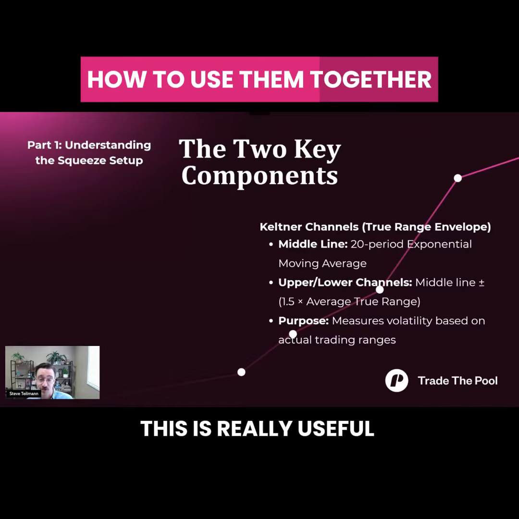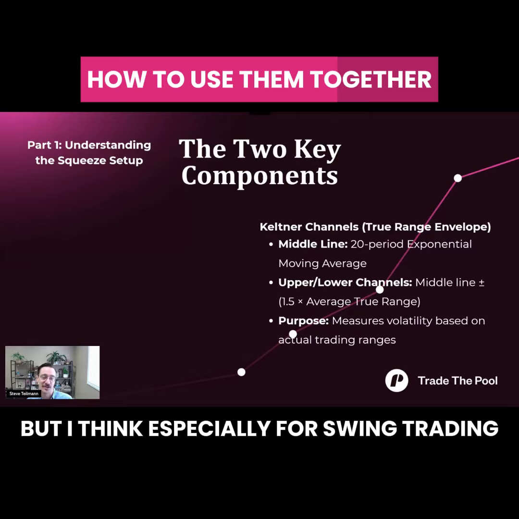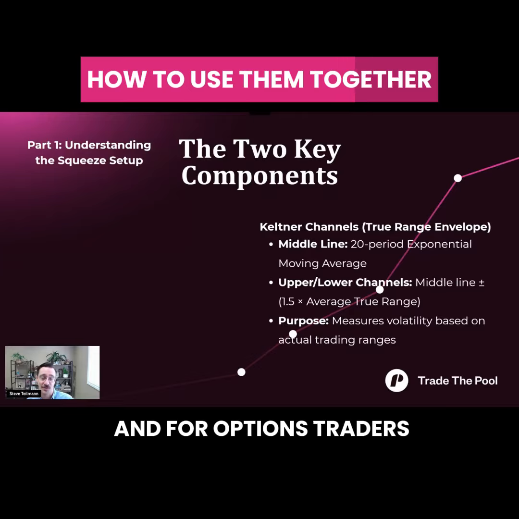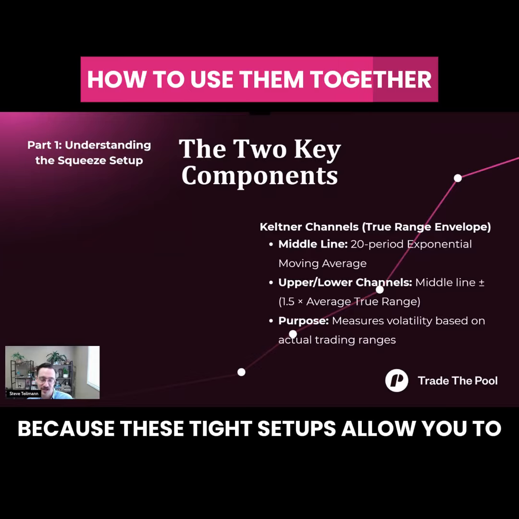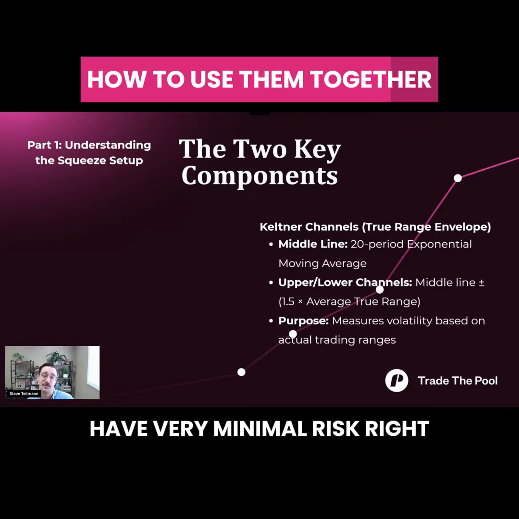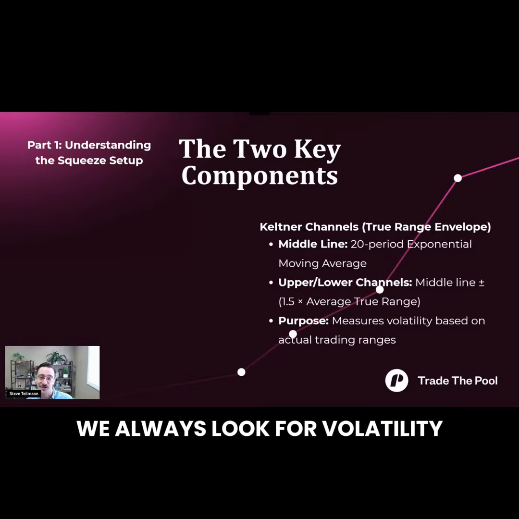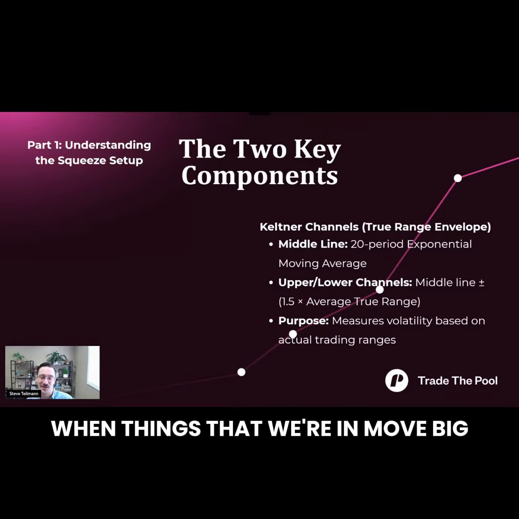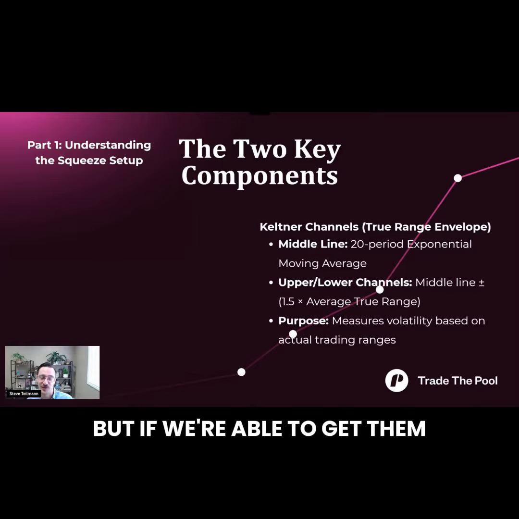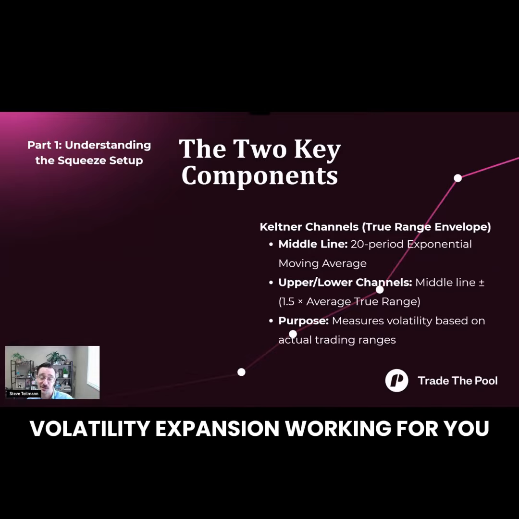in that volatility. This is really useful for all types of trading, but I think especially for swing trading and for options traders, because these tight setups allow you to have very minimal risk. Your stop losses can be much smaller, but your projected targets can be quite large because you're looking for that expansion. In general, we always look for volatility just because we like when things that we're in move big, but if we're able to get them in a low volatility period, then you get that volatility expansion working for you.